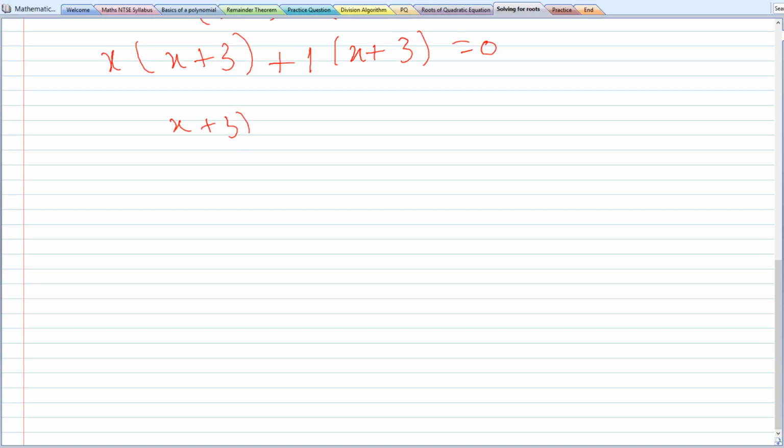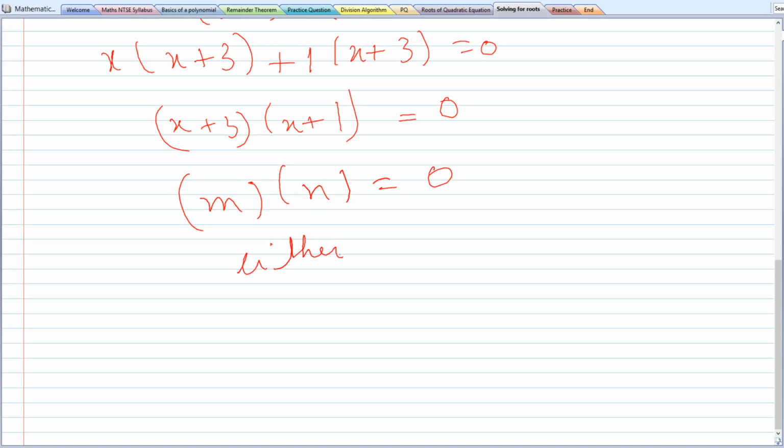We'll write x plus 3 into x plus 1. We took x plus 3 common, equal to 0. So now we have a situation where two values, let's say u and v, or for better representation, m and n, m into n is equal to 0. This is only possible when either m or n is equal to 0. If m is equal to 0, we get the whole equation as 0 as everything multiplied by 0 is 0. Same goes for n. And they both can be equal to 0 at the same time.